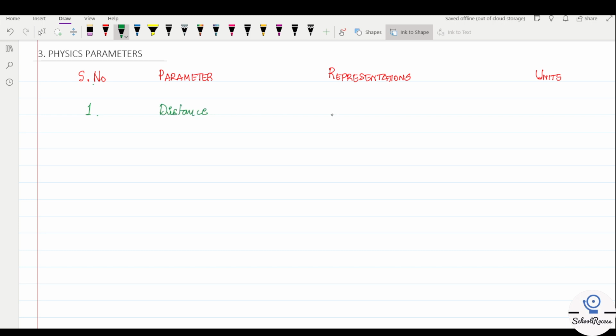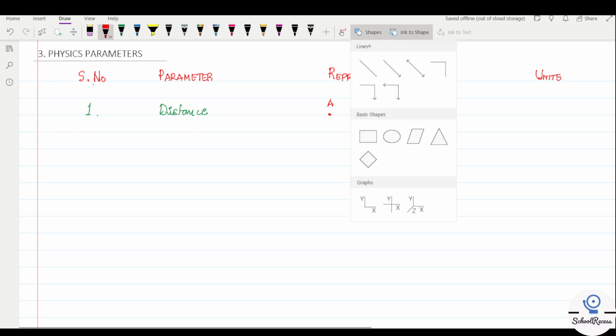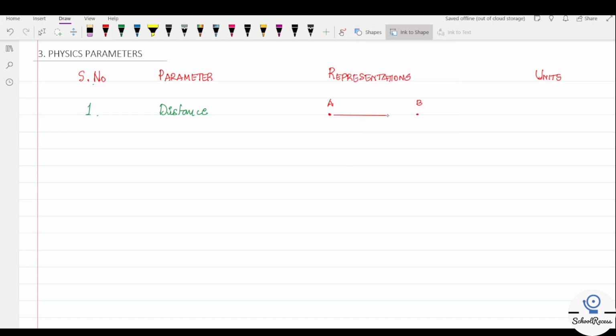So, distance is nothing but the space between 2 points. Say for example, this is my point A and this is my point B. The space or the distance between these 2 points is said to be the distance.